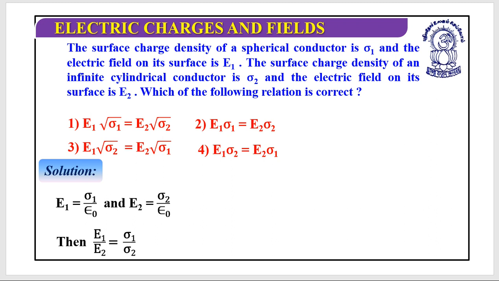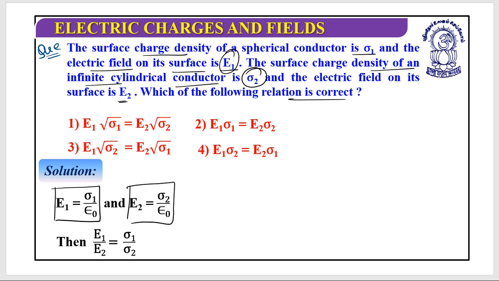Next, go through the data. What all they have given. They have given that the surface charge density of a spherical conductor is sigma 1 and the electric field on its surface is E1, and the surface charge density of an infinite cylindrical conductor is sigma 2 and the electric field on its surface is E2. Now which of the following relations can be correct? Now you must know that for a conductor, the electric field on its surface can be given as E1 is equal to sigma 1 by epsilon naught and E2 would be equal to sigma 2 by epsilon naught.